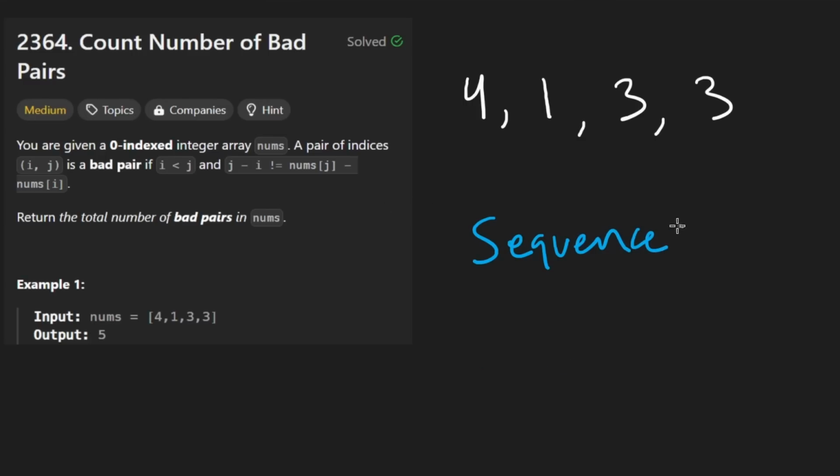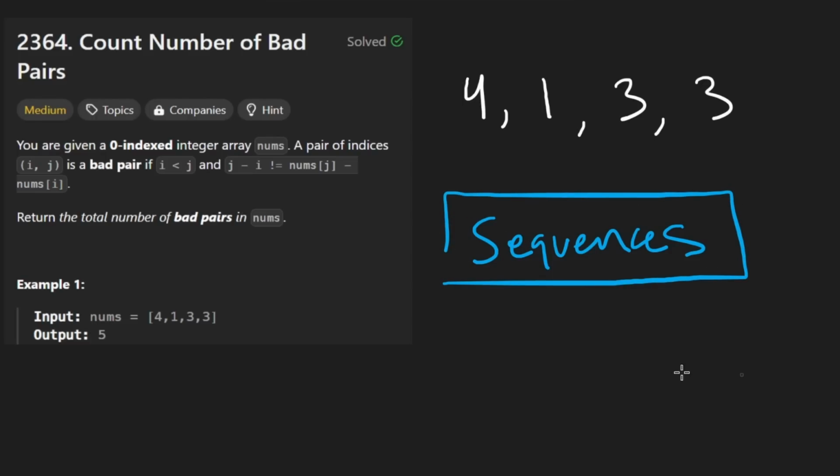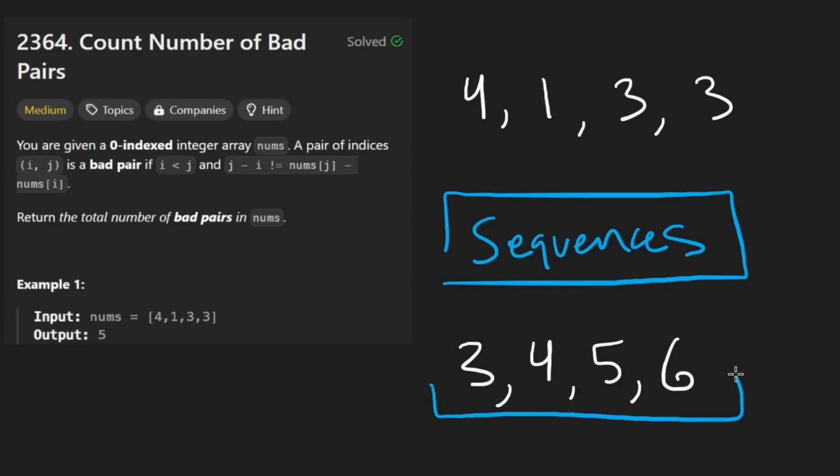At first, I thought this problem could be solved by just collecting all of the continuous sequences together. This is what I mean by that. Imagine if we started with 3 arbitrarily, and then the next element is 4, and then the next element is 5, and then it's 6. That's good, because notice how all of these are in a sequence, they're consecutively increasing by 1 every single time.